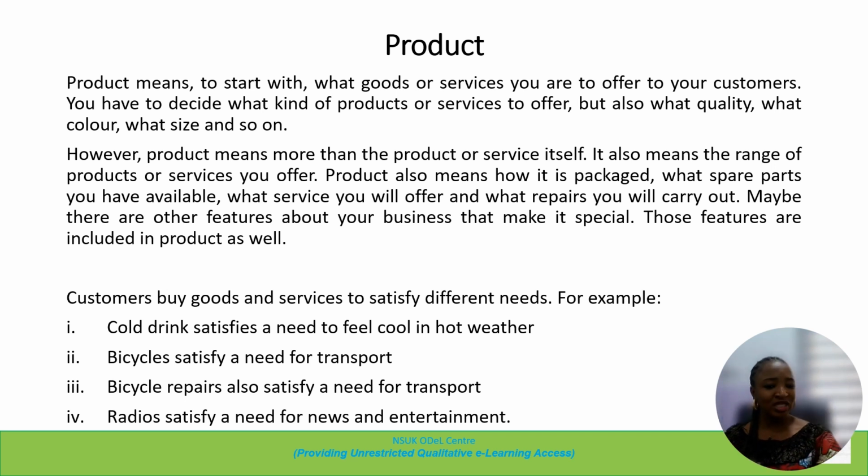And that now brings us to the definition we have in the beginning here, where we said a product to start with is goods or services. So on the basis of tangibility, we are talking about goods, and on the basis of intangibility, we are talking about services. So we said customers buy goods and services to satisfy different needs. For instance, cold drinks satisfy the need to cool in hot weather. Bicycles satisfy the need for transport. Bicycle repairs also satisfy the need for transport. Radio satisfies the need for news and entertainment.